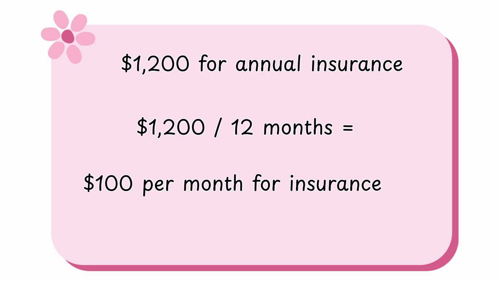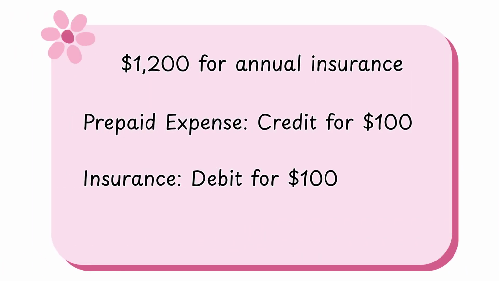The initial payment will be recorded under prepaid expense, which is an asset account. Then each month, a journal entry would be used to credit the prepaid expense account by $100 and debit the insurance and expense account by $100.